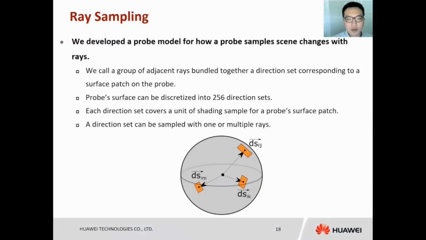We developed a probe model for how a probe samples scene changes with rays. We call a group of adjacent rays bundled together a direction set, corresponding to a surface patch on the probe, highlighted in orange. The probe surface can be discretized into 256 direction sets. Every direction set covers a unit of shading sample on a probe's surface patch, and the direction set can be sampled with one or multiple rays in our case.